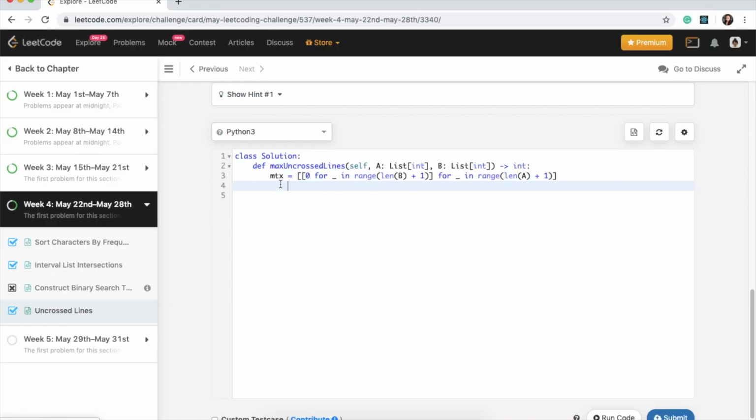Awesome. So I'm back in Leetcode, and the first thing I've done is initialize my DP matrix, MTX, and I've created a 2D array to store and fill the values. So it's just 0 right now. So let's do a quick print to show you what this empty matrix looks like.